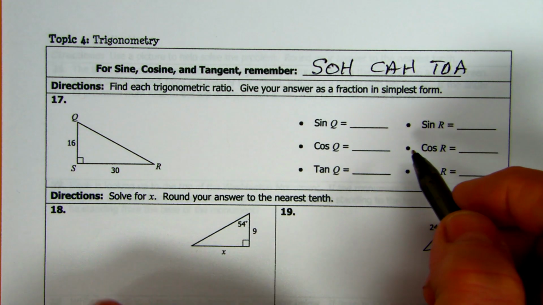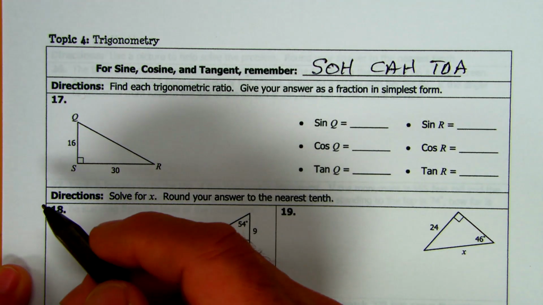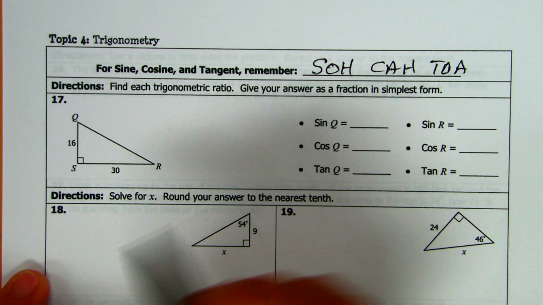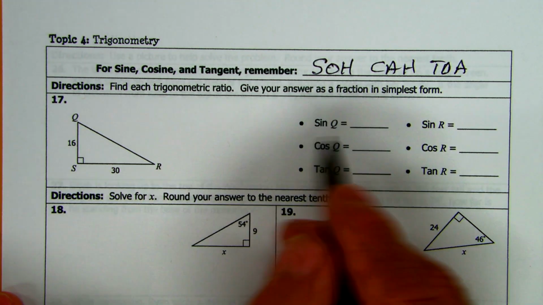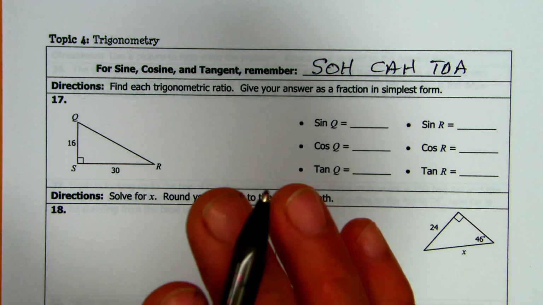Okay, so let's look at a problem. For each trigonometric ratio, give your answer as a fraction in the simplest form. So it wants sine Q. Okay, so let's back up a minute.